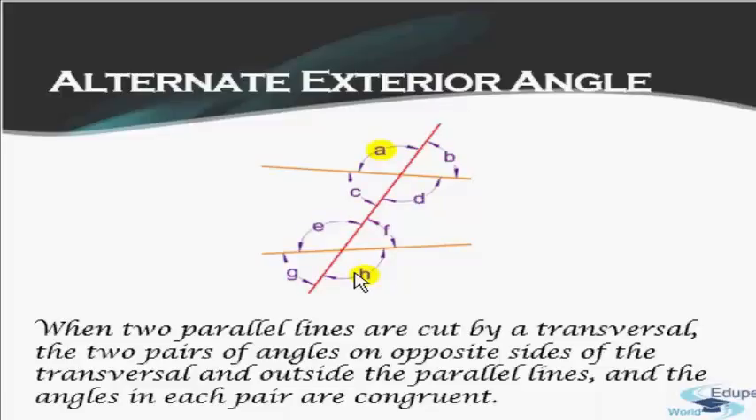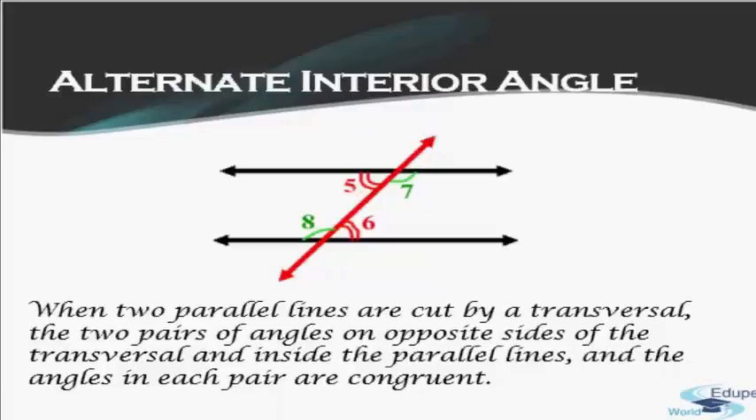And alternate exterior angles basically means, alternate over here means on the opposite side. So this line crosses these 2 parallel lines, so it's going to form 4 exterior angles, and then it's going to have some alternate exterior angles. That means that A and H over here are basically going to be alternate exterior angles, and these two are congruent.